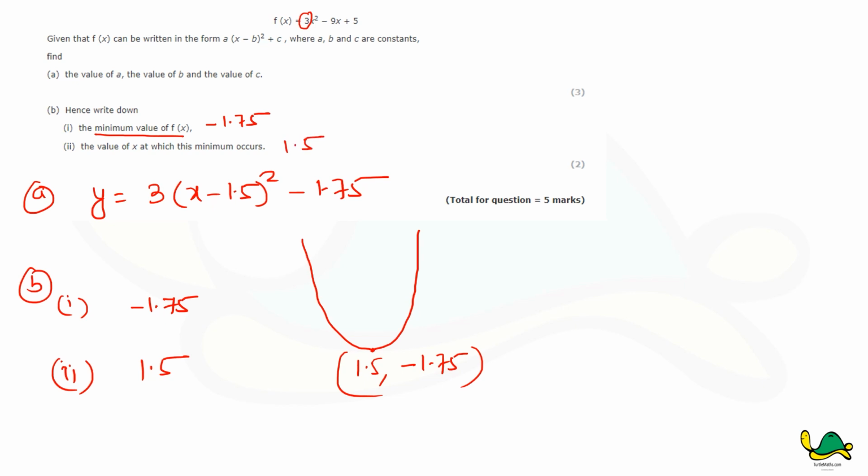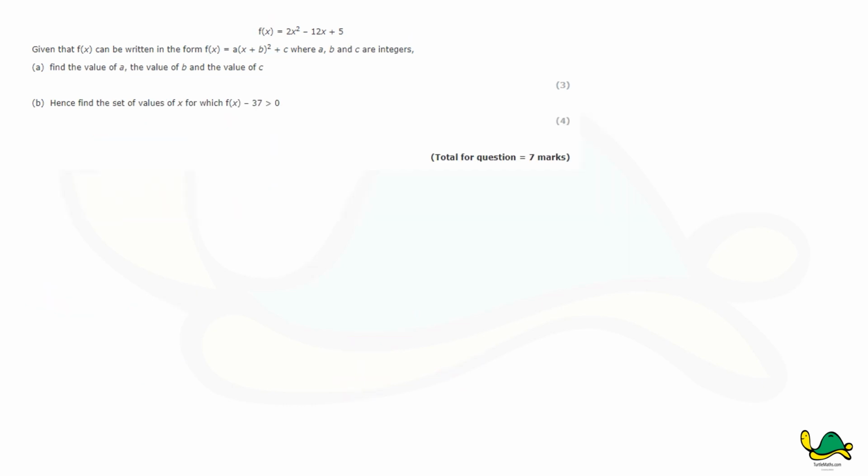Let's move ahead to another exam style question. This is our second exam style question from Edexcel Pearson Further Pure Maths. So this is our exam style question 2. The question is f(x) = 2x² − 12x + 5. Given that f(x) can be rewritten in the form a(x + b)² + c, where a, b and c are integers, find the value of a, the value of b and the value of c. In other words, we have to rewrite it in the vertex form.